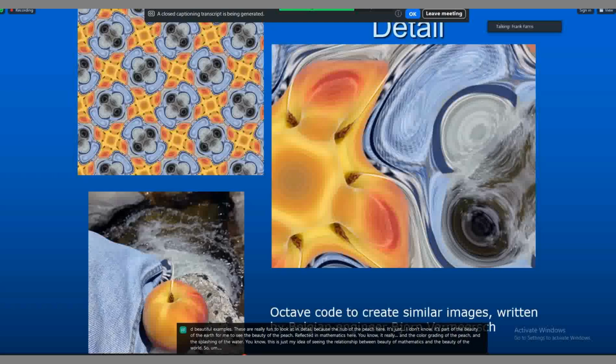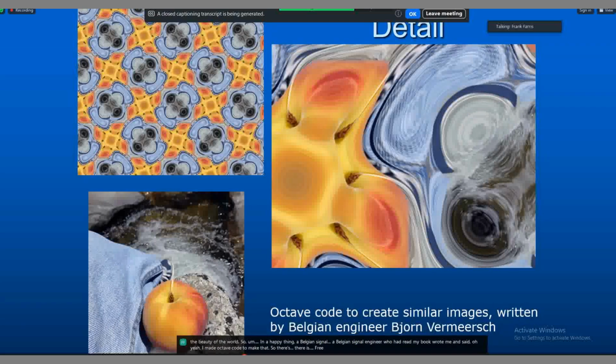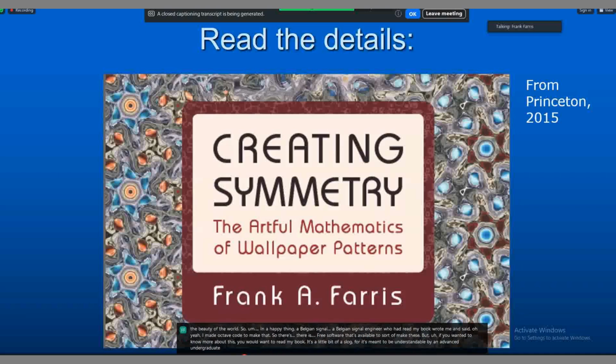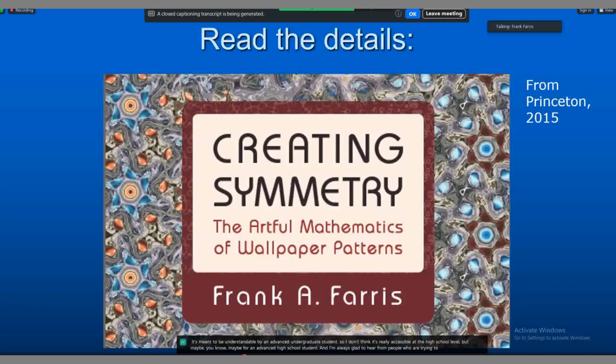So, in a happy thing, a Belgian signal engineer who had read my book wrote me and said, "Oh yeah, I made Octave code to make that." So there is free software that's available to sort of make these. But if you wanted to know more about this, you would want to read my book. It's a little bit of a slog, for it's meant to be understandable by an advanced undergraduate student. So I don't think it's really accessible at the high school level, but maybe for an advanced high school student. And I'm always glad to hear from people who are trying to read my book.